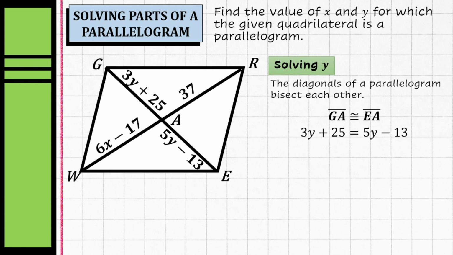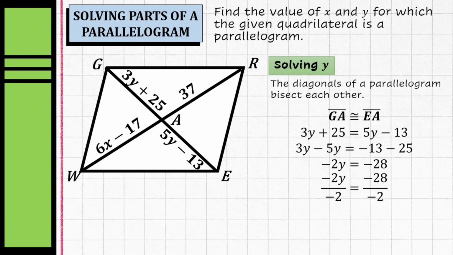Now, let's transfer all variable terms on the left side and all the constant terms on the right side by applying addition and subtraction property of equality. So we will have 3y minus 5y is equal to negative 13 minus 25. So let's combine like terms. We will have negative 2y is equal to negative 28. Now divide both sides by negative 2. We will have the value of y, which is equal to 14.